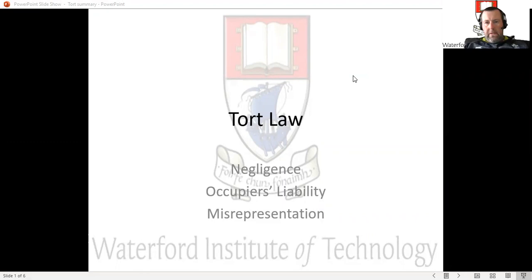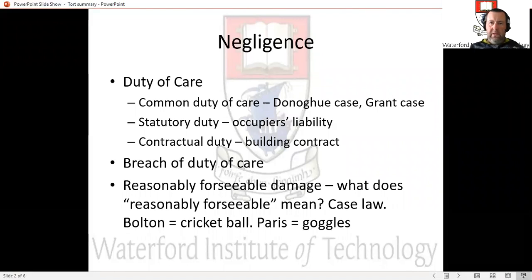We're going to have a look at some of the elements of civil or tort law in this lecture. Some large areas, but we'll try to keep it as simplified as possible. So we have to look at the tort of negligence, occupier's liability, and misrepresentation. And we'll touch upon some other factors as well.